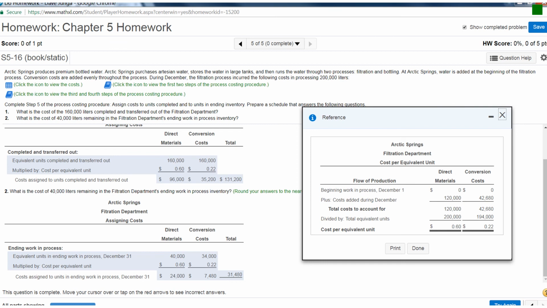I actually already showed you this in the previous slide, but when you click on this reference right here, here's how they're showing you to calculate the cost per equivalent unit. The 120,000 is essentially your water, the 42,680 was your direct labor and your overhead, and you just take those and divide by your equivalent units to get your cost per equivalent unit.